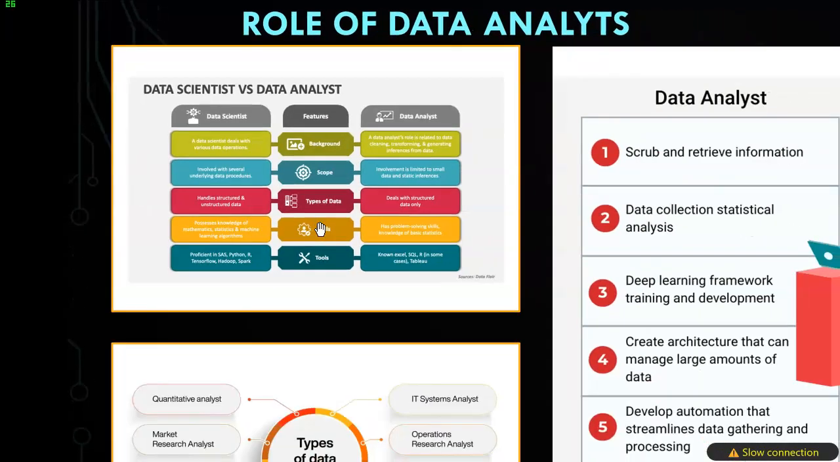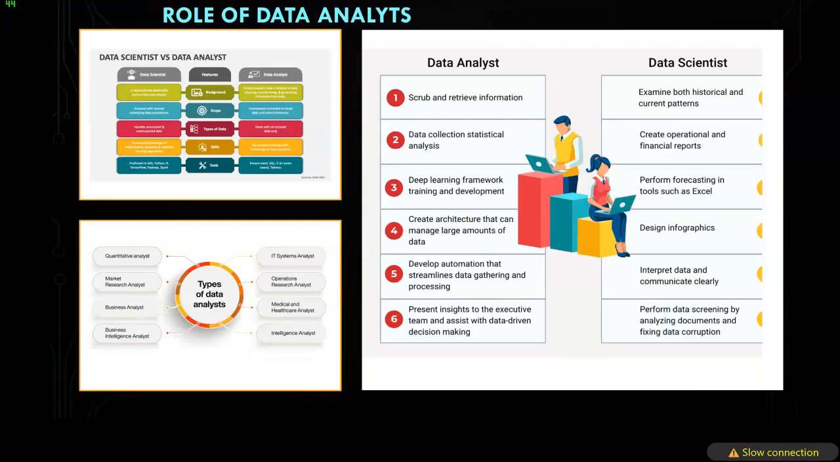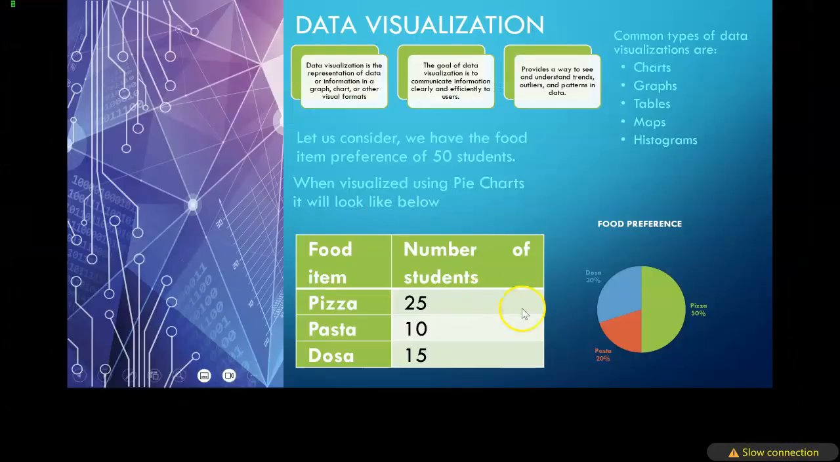Now, let me explain this very well. We have two types of data, either structured or unstructured. What is structured data? Structured data is data that is fitted in rows and columns, like we have in Excel. Like this one is structured data. Any data that you see in a nice table is called structured data.